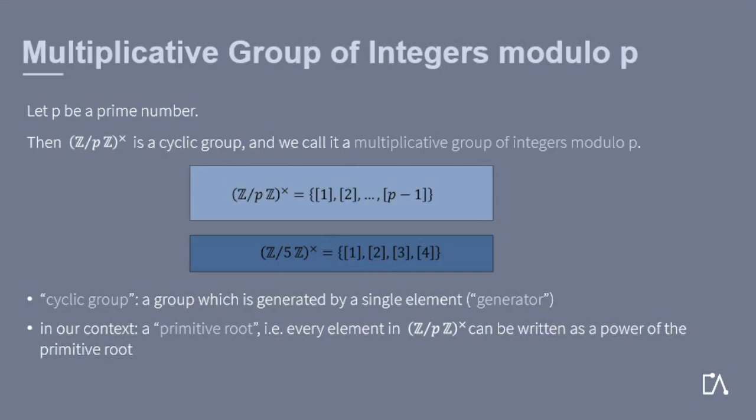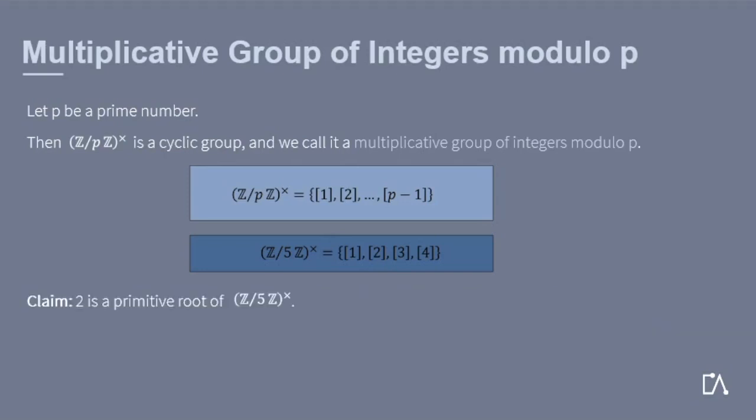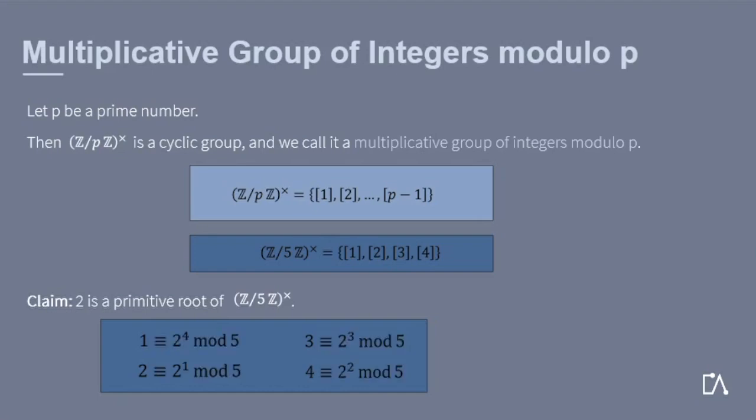Let's consider this for our example. We claim that 2 is a primitive root of the multiplicative group of integers modulo 5. This means we have to check whether we can write the representatives of the residue classes, namely 1, 2, 3, 4, as different powers of 2 modulo 5. By trial and error, this can be easily done.